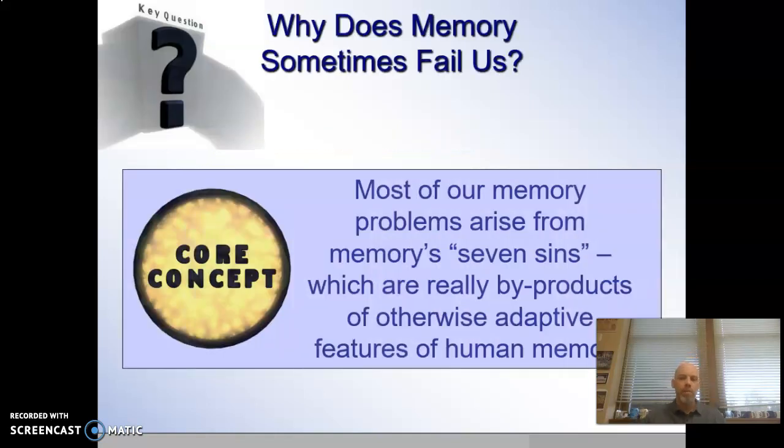Why does memory sometimes fail us? You know what? I've talked for about 7.5 minutes. This is a pretty natural point to stop, so I'm going to let Mr. Woodard take over from here.